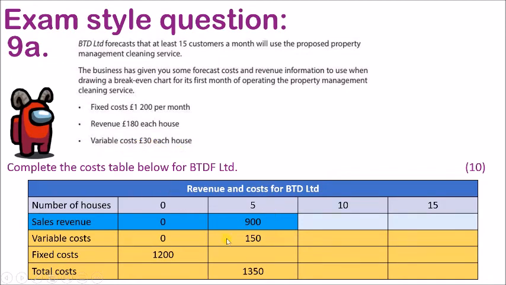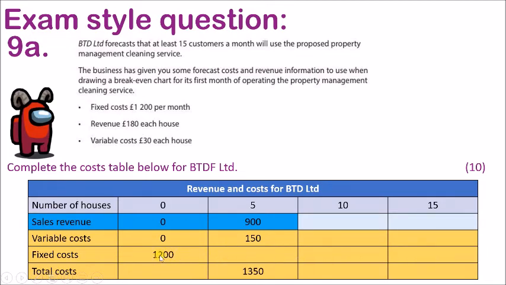Your first job is to complete the table below so you've got an idea of the costs that you need to calculate and therefore plot on the chart on the next slide. Here's a few hints and tips for you to get going. You've got a fixed cost. Always start with fixed cost. You can put that straight across on the table.